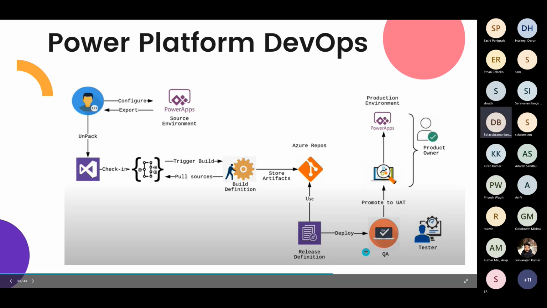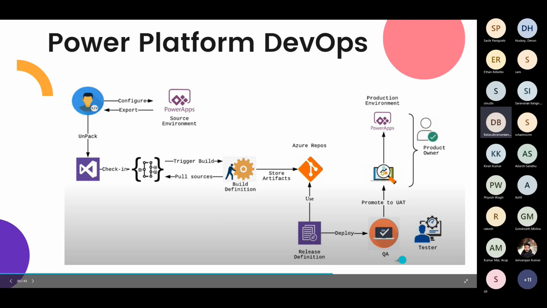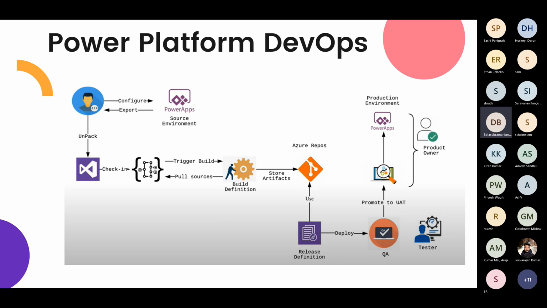QA environment is the system integration testing environment, where the system integration testers will come into the picture and they will carry out the testing against all the user stories defined in the requirement gathering phase. They will validate against all the acceptance criteria, whether it is perfectly working or not. And if they feel everything is good, then they will give an approval to deploy those changes into a UAT environment.